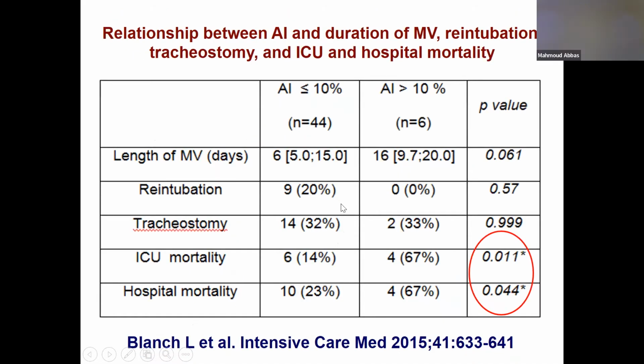This paper was not designed to have results about outcome, but what we found is that when the asynchrony index is higher than 10%, ICU mortality was higher, and hospital mortality too, but look at the numbers. It happened in only 4 patients. But maybe this tells us that when asynchronies are exaggerated, or when asynchronies occur that cause serious stress and strain, maybe they had outcome implications.